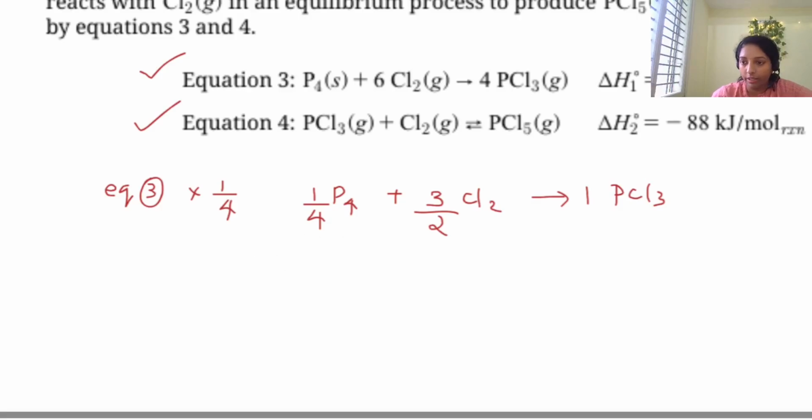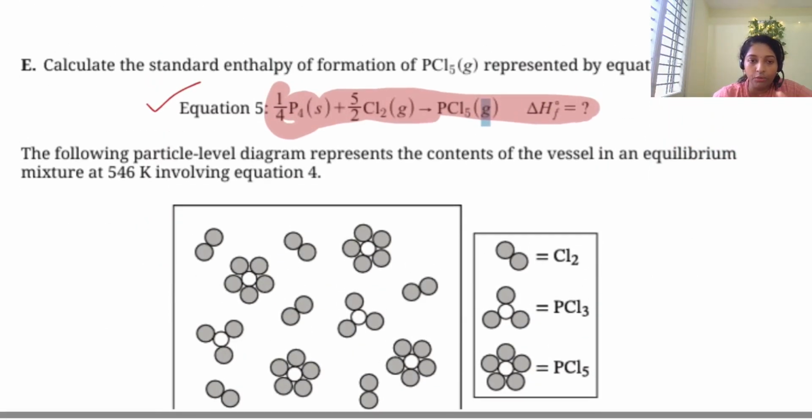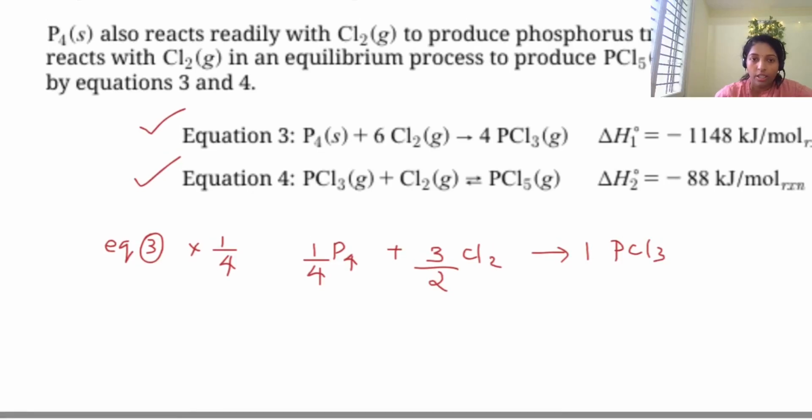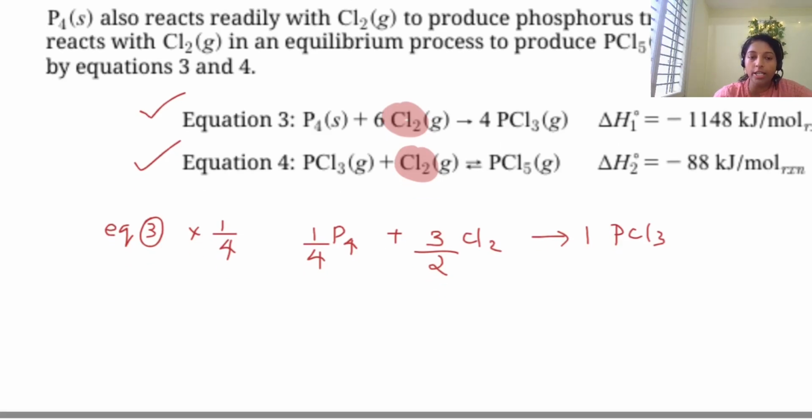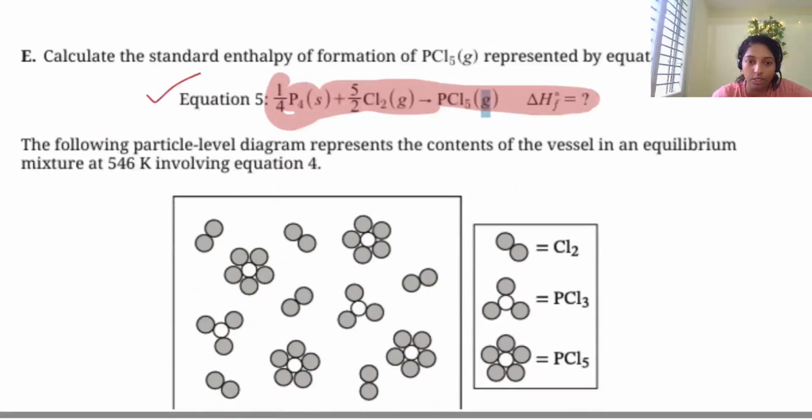Then what else do I need? I need to bring 5 over 2 Cl2. See Cl2, what's the problem? Both equations contain Cl2, so I'm just skipping it. If both equations contain the same species, we can't do the correct manipulation. So just skip the Cl2 this time.